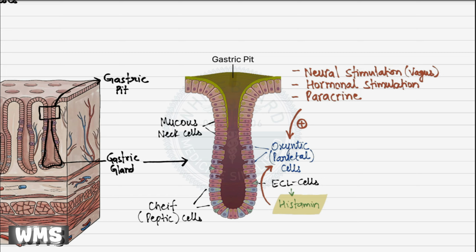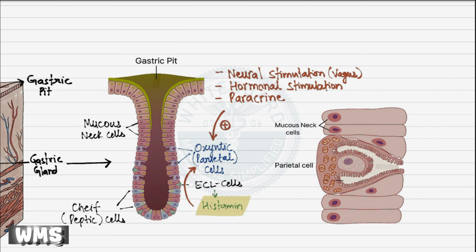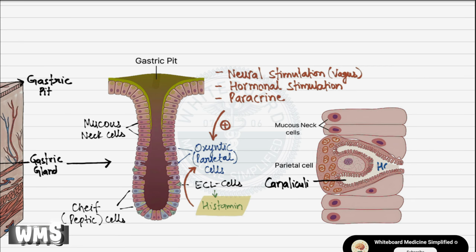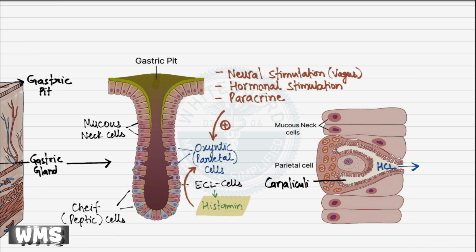So when the parietal cell is stimulated, it secretes a highly acidic solution into the gastric lumen. The parietal cell contains tiny channel-like spaces called canaliculi, and importantly, these spaces are lined with numerous microvilli that greatly increase the surface area for acid secretion. Therefore, hydrochloric acid is actually formed within these canaliculi and then transported efficiently into the lumen.